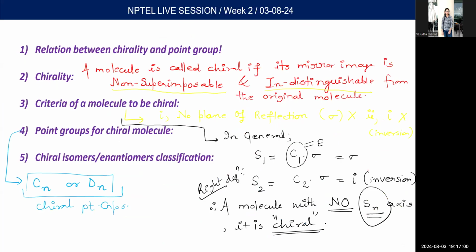After that, we talked about chirality, that is, how we get non-superimposable, distinguishable mirror images. What is the criterion for being chiral? It shouldn't have any Sn axis, that is, improper axis of rotation, which includes both the plane of reflection as well as the inversion center. The point groups for chiral molecules are Cn and Dn, but you need to be very careful about any flexional behavior and whether chirality is lost by single bond rotation. So you need to be careful.